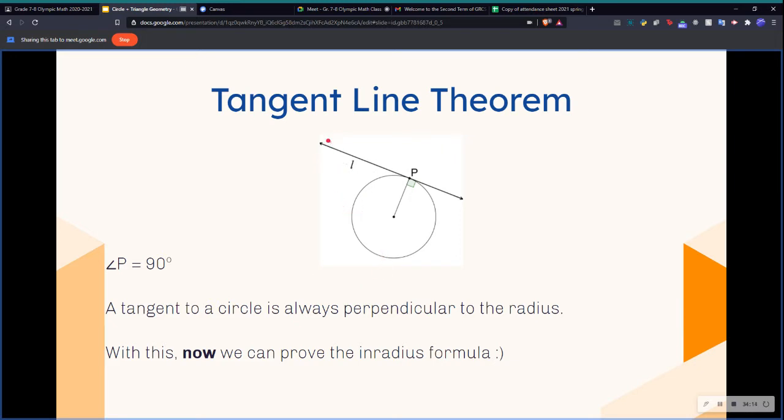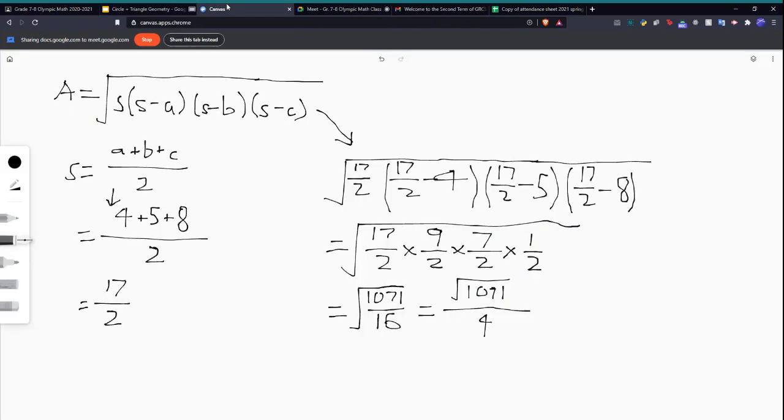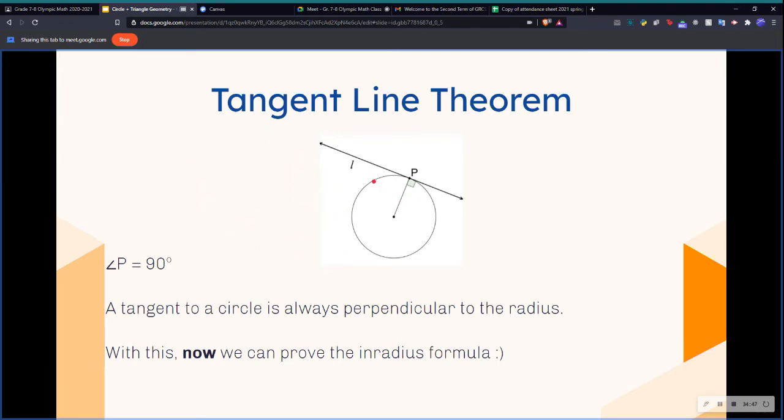So a tangent line to a circle is always perpendicular to the radius of the circle. That's one of the properties of a tangent line. It intersects a circle at one point, but it's also perpendicular to the radius, and it has to be the specific radius where it intersects the tangent line. So here I said the angle at P is equal to 90 degrees. With this property, now we can prove the inradius formula. I'm going to go to the whiteboard and prove it to you. Any questions about this so far before we go to the proof?